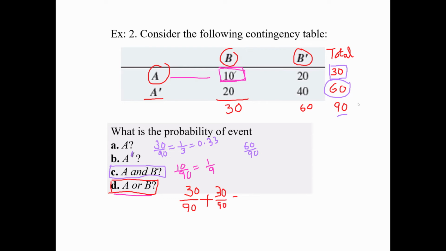So probability of A and B is 10 over 90. If you do this, the denominator 90 is common, so we can just write 90, then add up 30 plus 30, 60, minus 10. So the probability is 50 over 90. All right, so the probability of A or B is 50 over 90.